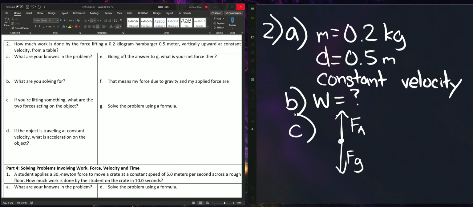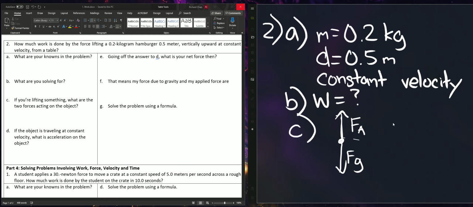If you really want to get deep into it, if you apply a force on the hamburger, there's going to be a normal force applied back onto your hand. But we only care about the hamburger here. Now, these are the two forces on the hamburger: Fg and Fa.